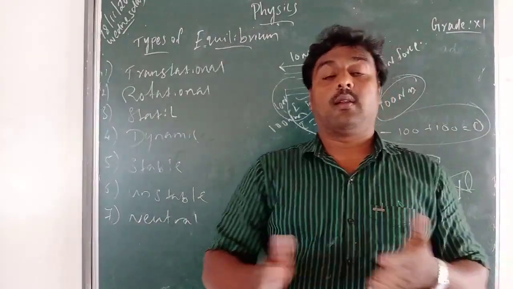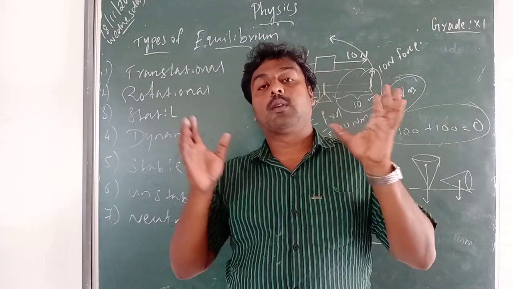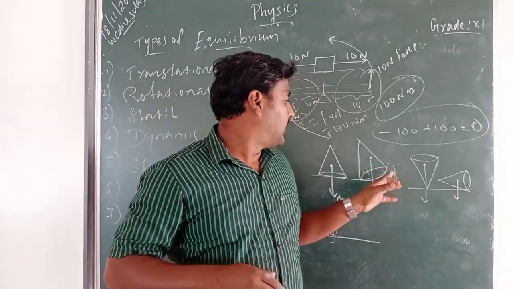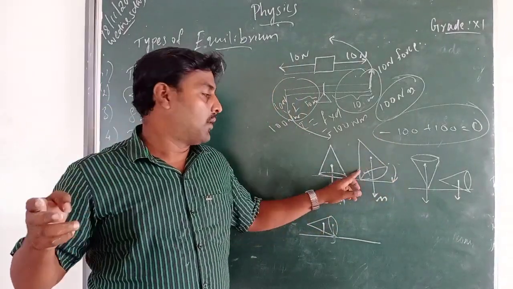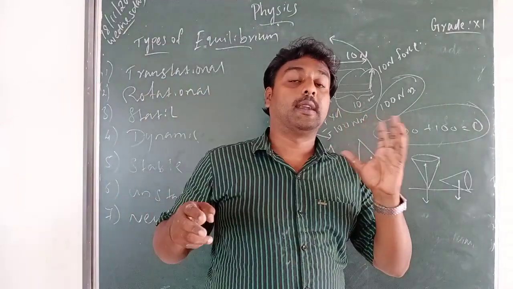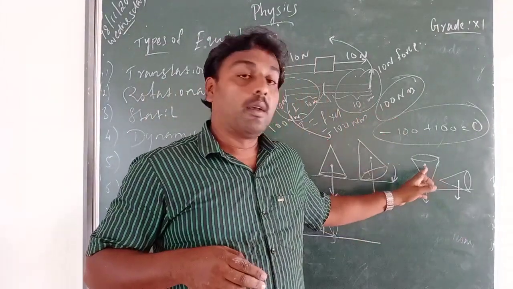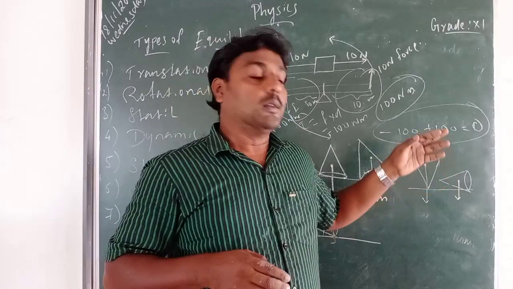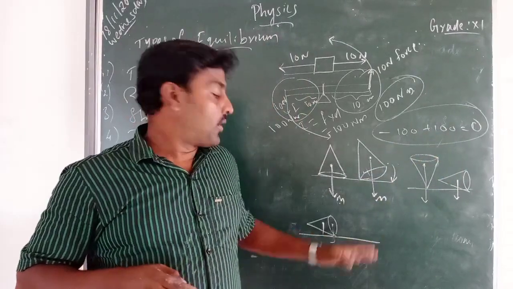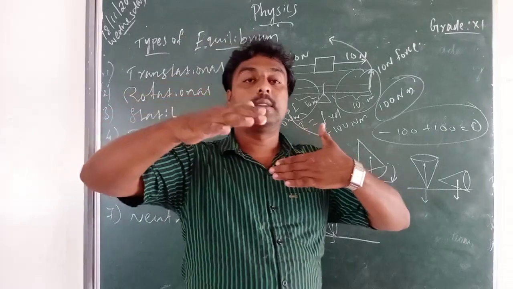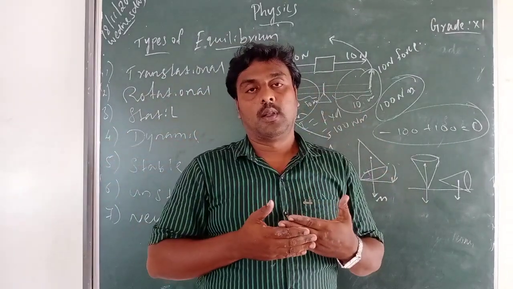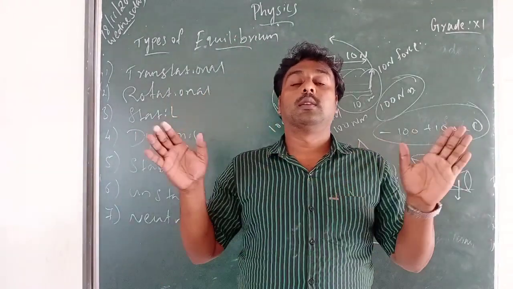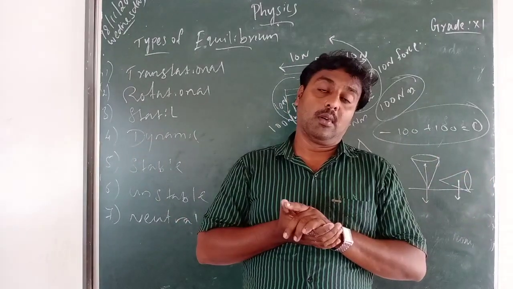You can do this experiment now. Take an ice cream cone or any cone. Keep it in this position and slightly disturb it. If it comes back, it is a stable equilibrium. Keep it in this position and slightly disturb it, and it will not come back to its original position. So that is unstable equilibrium. Now keep the cone on its side and just touch it. You can see that it rolls over. When it rolls over, it stays in the same equilibrium state.